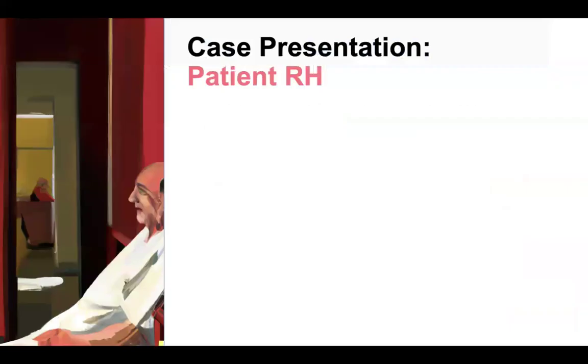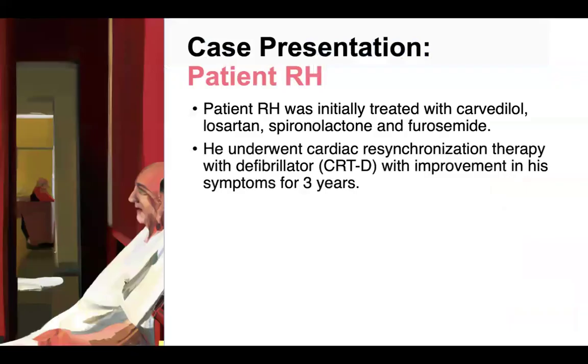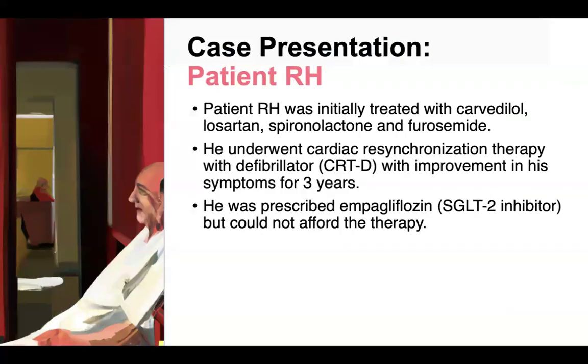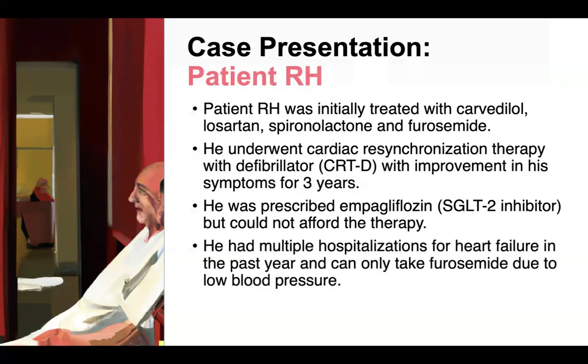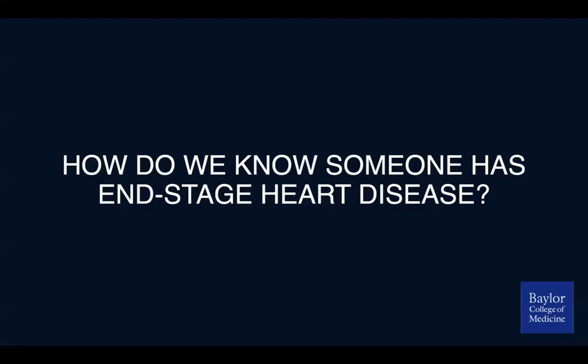So we can look at our patient RH. He was initially treated with carvedilol, losartan, spironolactone, and furosemide. He underwent the CRTD, which led to improvement in symptoms over 3 years. He was later prescribed empagliflozin, an SGLT2 inhibitor, but he could not afford the therapy. He had multiple hospitalizations for heart failure in the past year and could only take furosemide due to low blood pressure. On his last admission, he had an appropriate defibrillator discharge from ventricular tachycardia. So clearly he's getting worse and he can't tolerate the therapies that we have to help. And you can see him on the left there after his recent discharge.